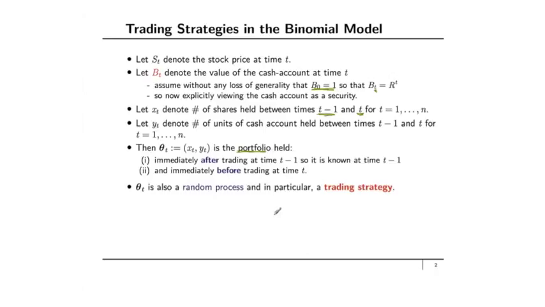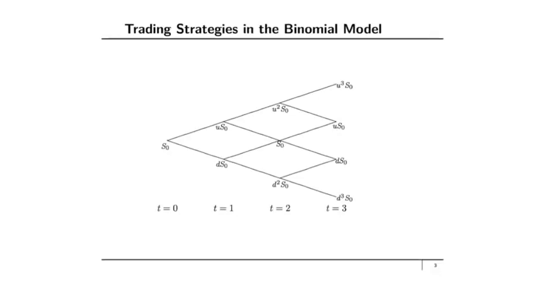Theta_t is also a random process, and in particular we call this a trading strategy. So here's an example of a three-period binomial model, and in this case we have theta_0 applying from this time to this time. Of course, we can have another theta_0 from this node down to this node. And of course, theta_0 is identical in both cases because it has been chosen at this time here, and it can't look into the future when it's making its trading decisions.